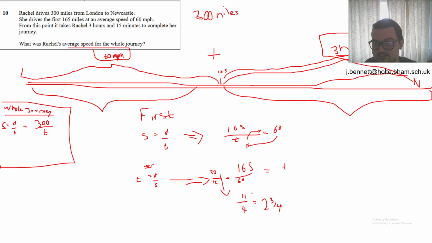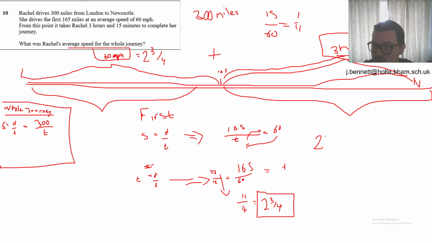Now this is the time. So we're saying it takes 2 3/4 hours to travel the first 165 miles. Takes 2 hours and 3/4 of an hour. We know the second half takes 3 hours 15, 3 1/4 of an hour, because 15 minutes over 60 is a quarter.